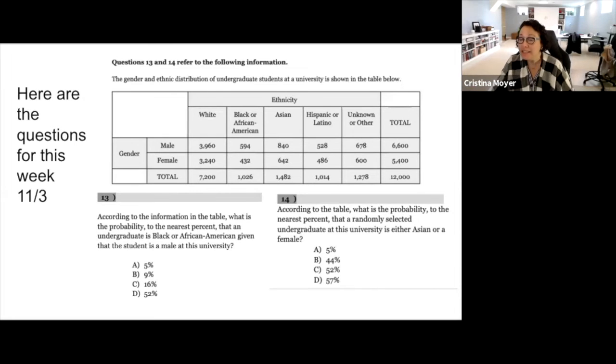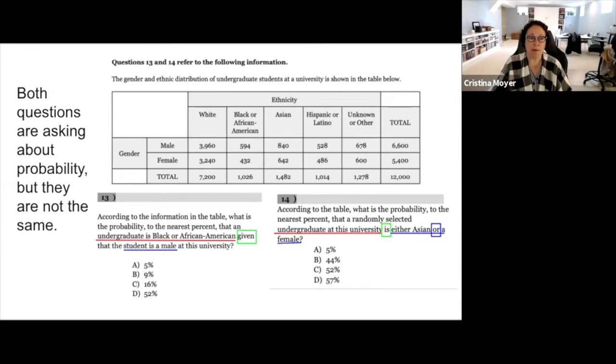Okay, so as you can see, they are both probability questions, and they're asking just slightly different questions, and that's why I want to look at them both separately and compare the two of them. So, the first thing that you want to remember is that probability is really about setting up a fraction.